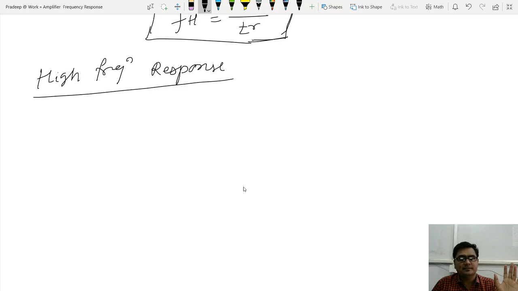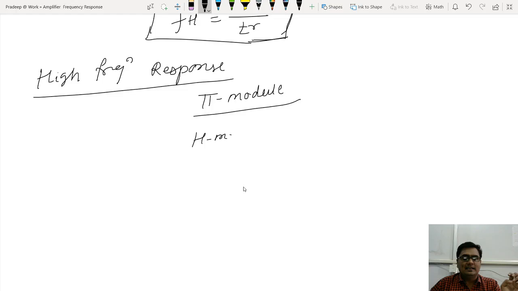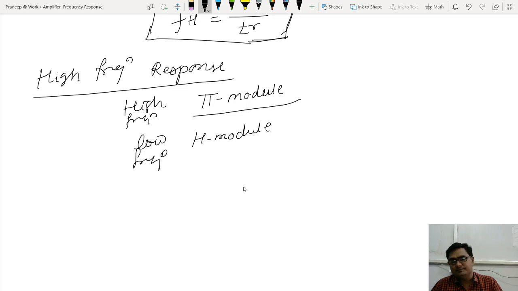Whenever I say higher frequency response, basically the first thing that comes to mind is the pi model. Pi model. Like this is what I have at lower frequency, like this frequency. Okay, I think we need to stop here. In the next lecture, we will start this higher frequency model. All right. Thanks a lot.